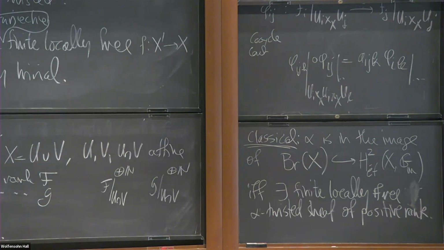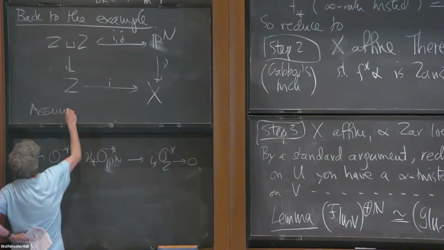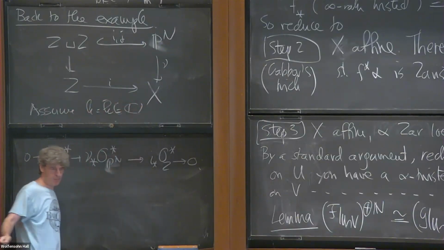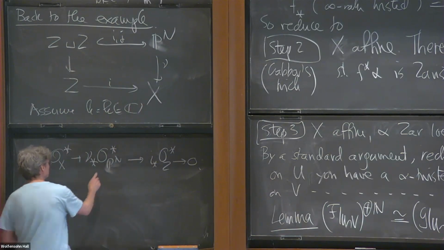Oh, so we need to, okay, sorry. Assume A is K bar, for example C if you like. Okay. So the Brauer group of BN is zero.